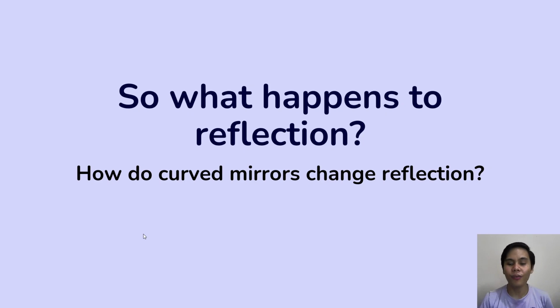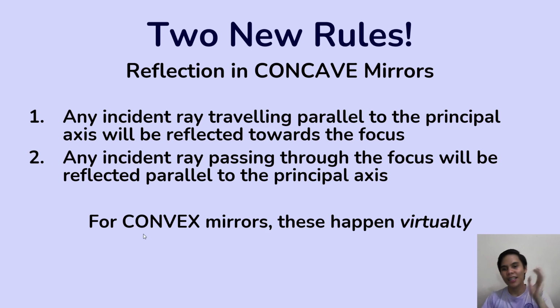So what happens to reflection? We know that there's what we call spherical aberration. So how do we actually show that that happens? How do curved mirrors change how reflection happens? See, there's two new rules. Let's start with concave mirrors, the spoon-like mirrors.